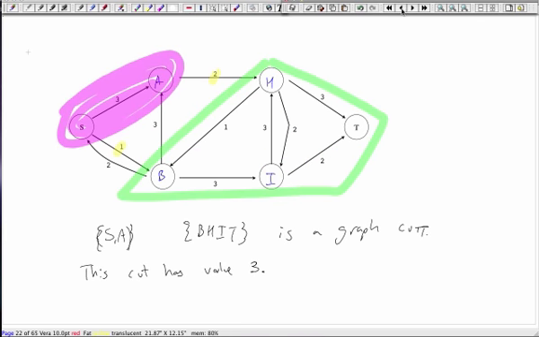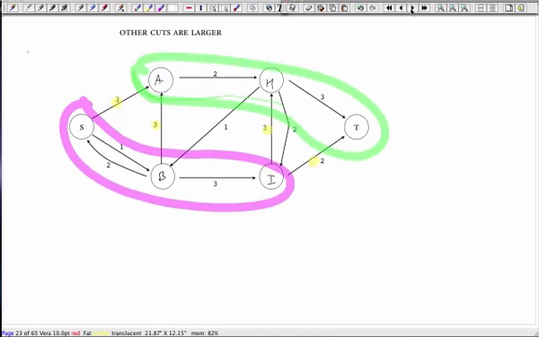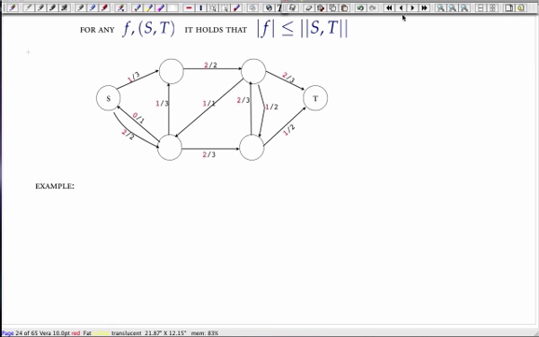All right, so why do we know that this is correct? Because in the previous class, you proved this lemma, which is that for any flow and for any cut, the maximum value of that flow is upper bounded by the value of that cut.